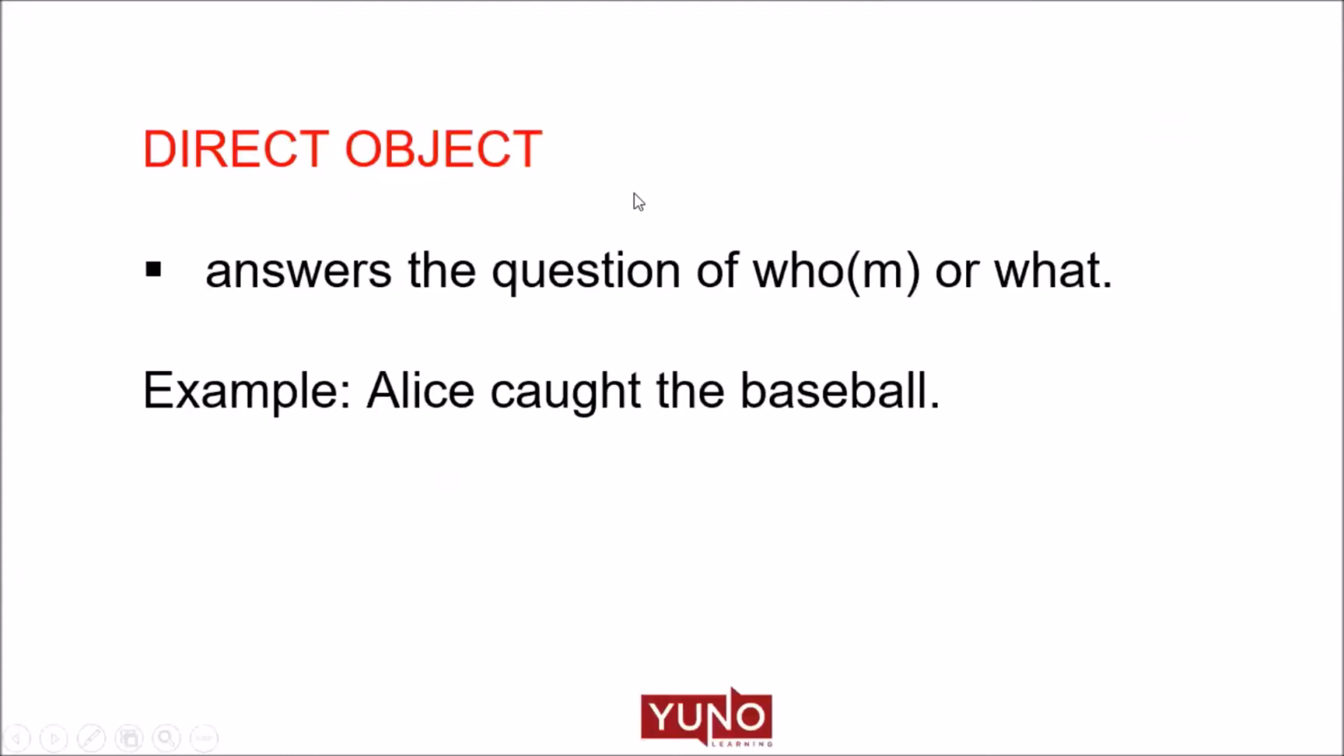Now let's understand what is a direct object. A direct object answers the question of who or what. In the sentence given below, which is Alice caught the baseball, you could determine that baseball is a direct object by asking the question, what did Alice catch? She caught the baseball. So here, baseball becomes the direct object.